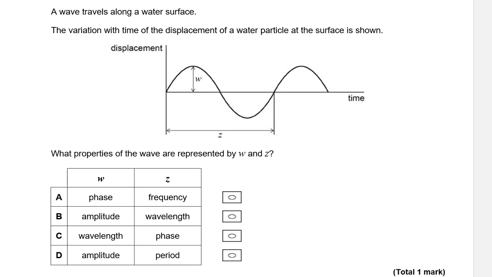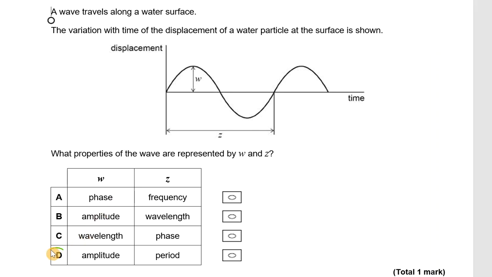Hello, here's another A-level physics multi-choice question on the topic of progressive and stationary waves. If you want to choose a different question from the topic, click on the information card here. If you want to try this question yourself, pause the video now.